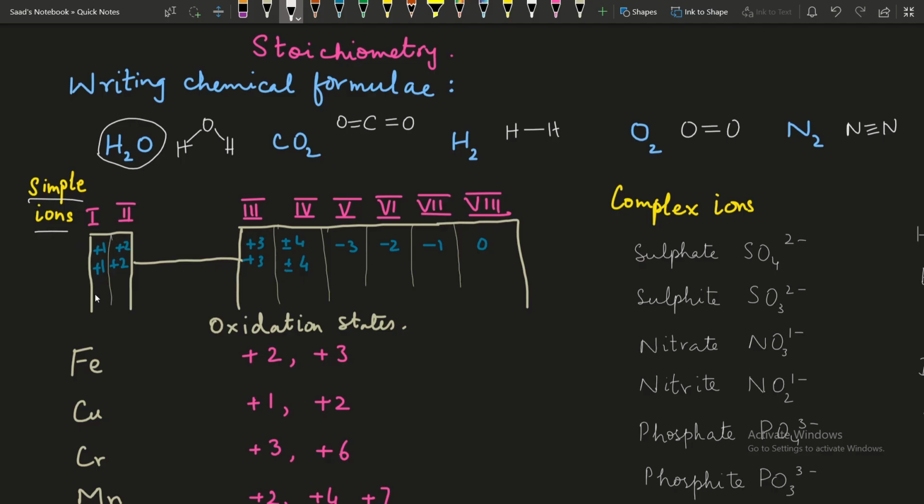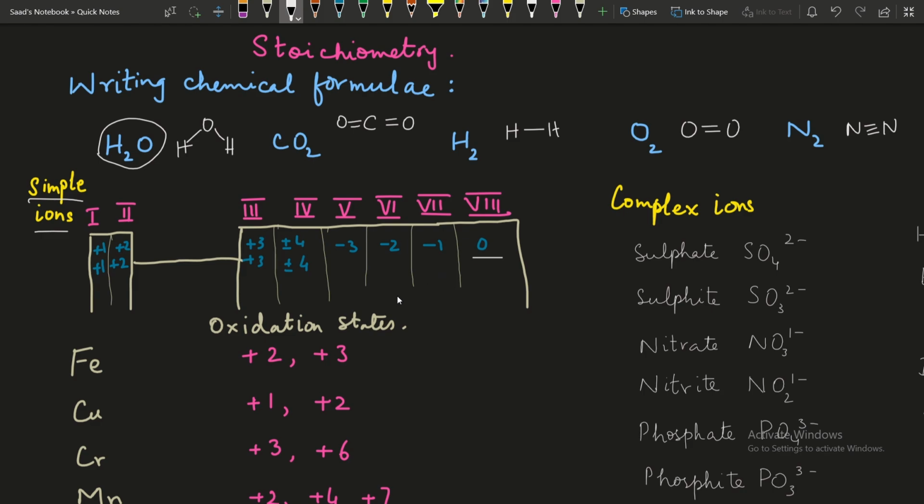Now, after that, in the periodic table, I have shown you the simple ions and the charges, the oxidation numbers which are present on these simple ions. For example, all the elements belonging to group 1 have the oxidation state of +1. Group 2 members have oxidation number +2. Group 3, group 4, group 5, group 6 and group 7. For group 8 it's 0 because their outermost shells are complete.